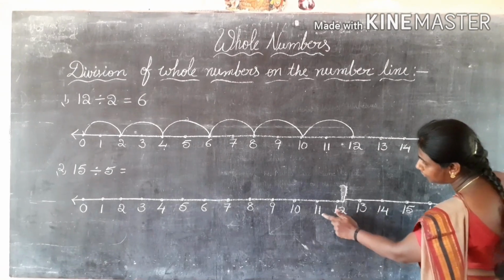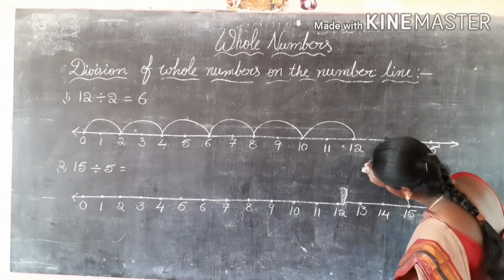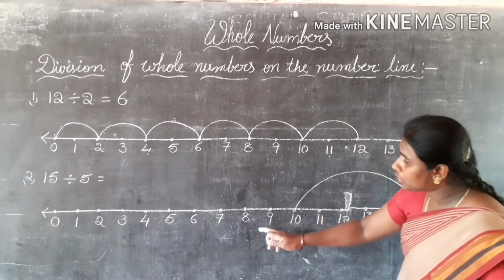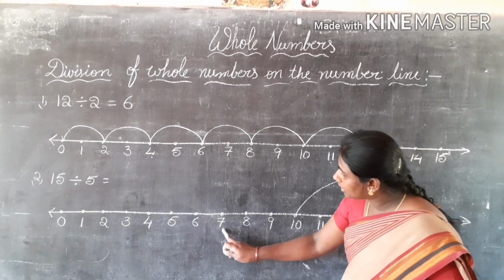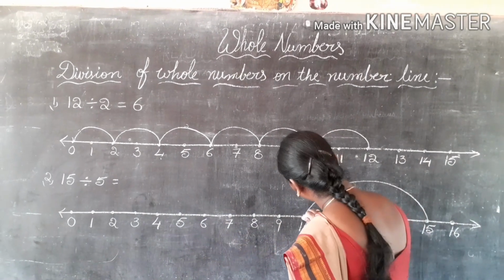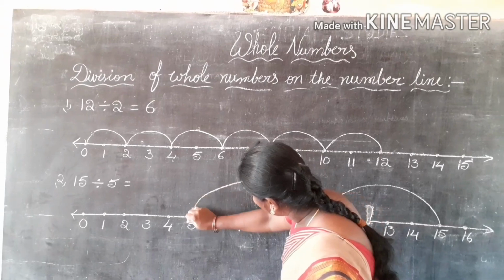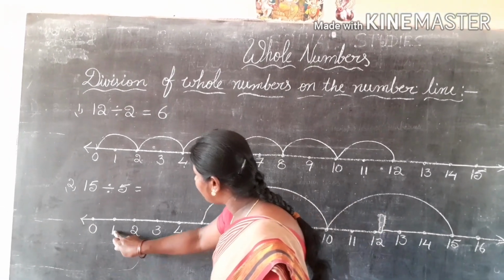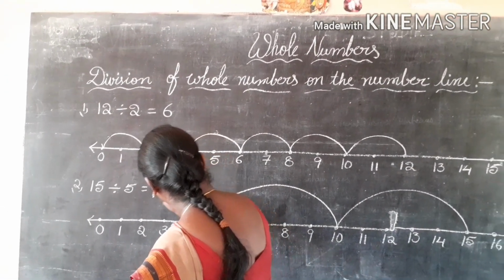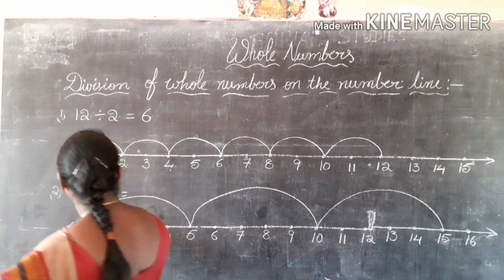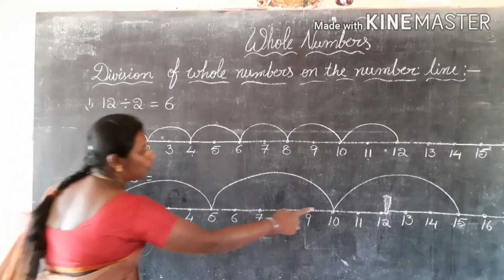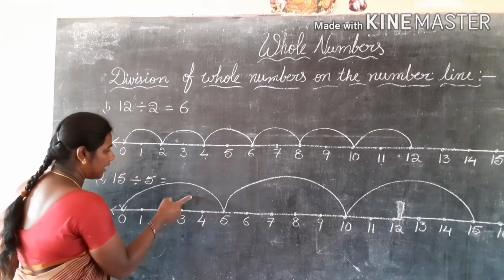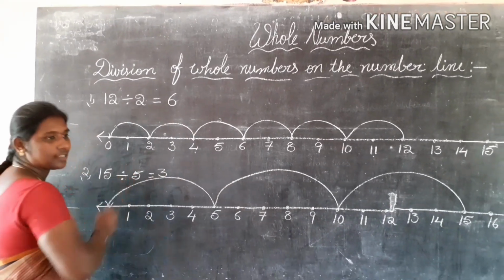1, 2, 3, 4, 5. Now 15 to 10. Again here 5 numbers back. 1, 2, 3, 4, 5. Again 1, 2, 3, 4, 5. Here, how many times did we jump? 1, 2, 3. So, the answer is 3.